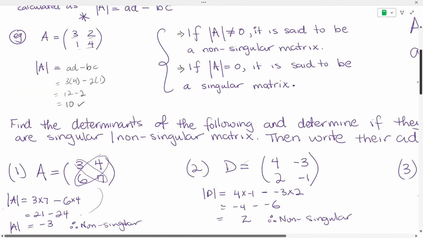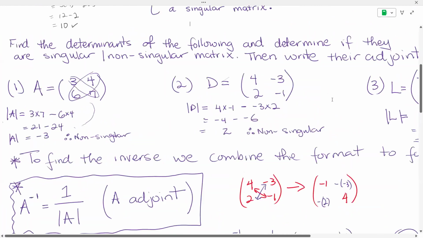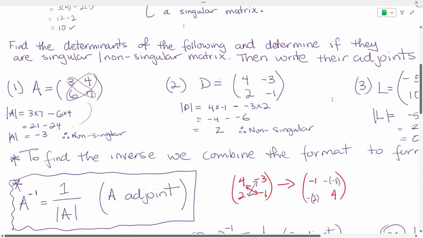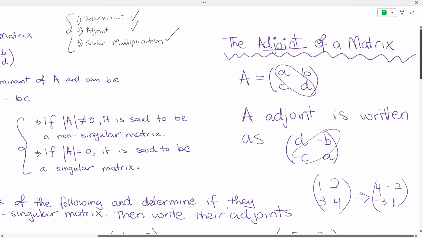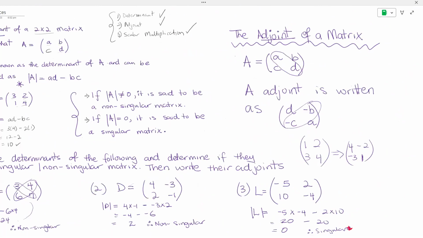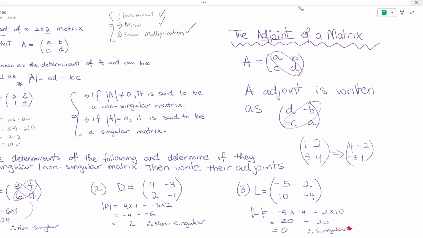So let's jump in to find the determinants of the following and determine if they are singular or non-singular. But let's do the adjoint first, because this is asking us about the adjoint. So that was the determinant, number 1. Now, number 2 is the adjoint of a matrix. Now, the adjoint of a matrix is just changing the format of how the matrix is.